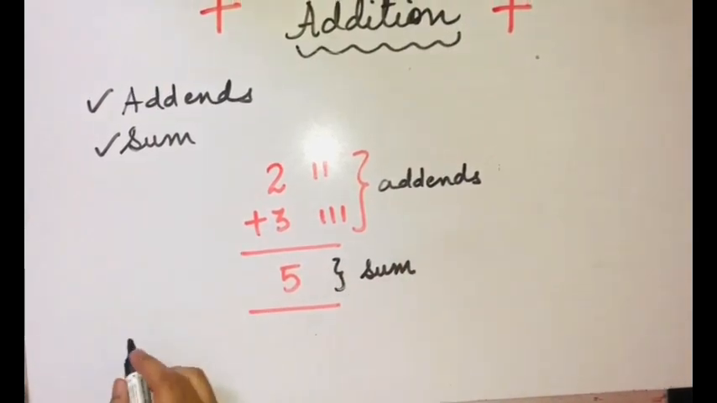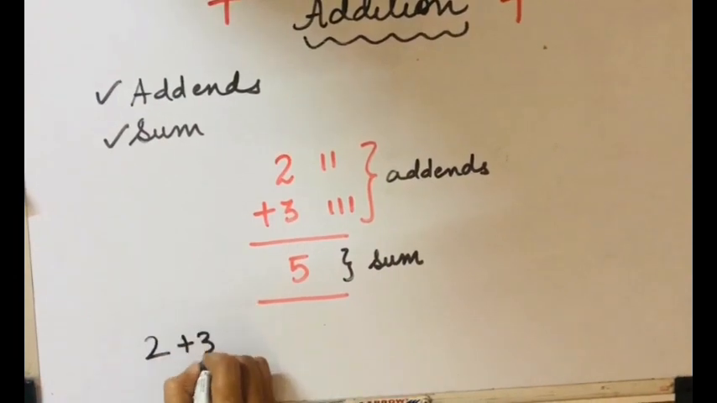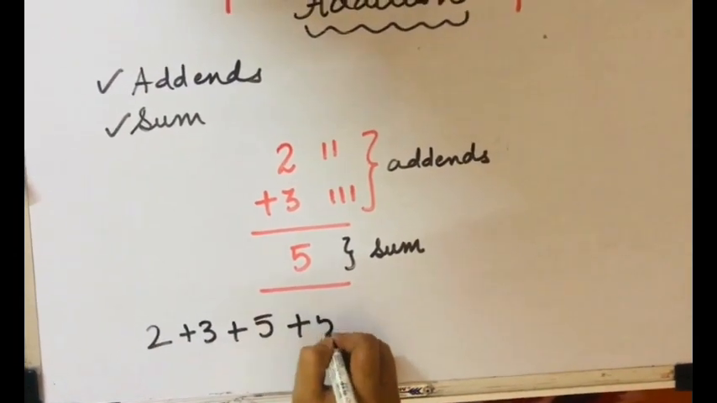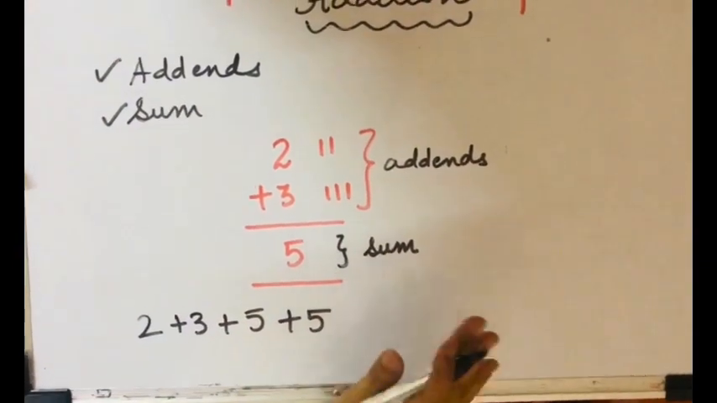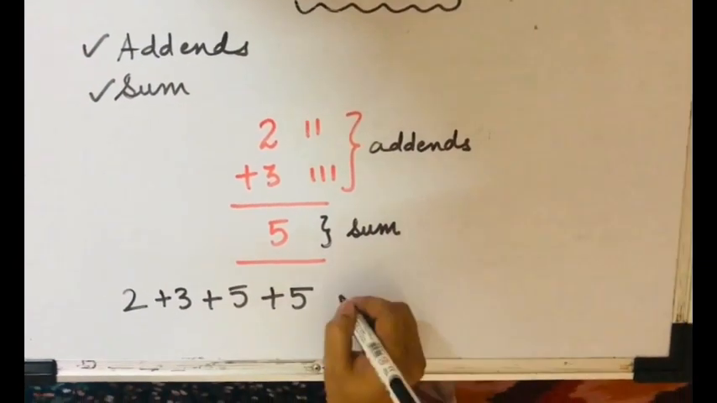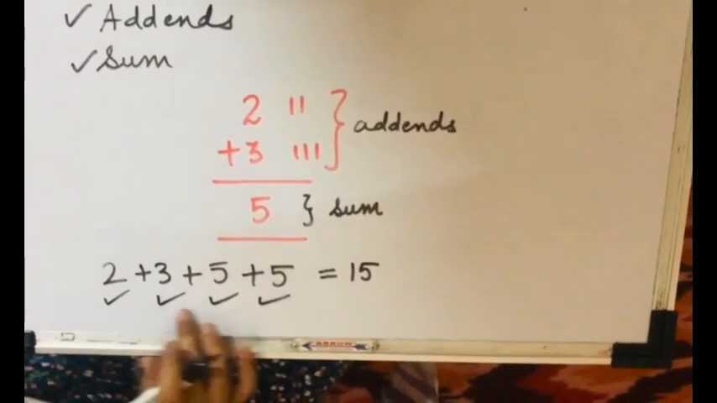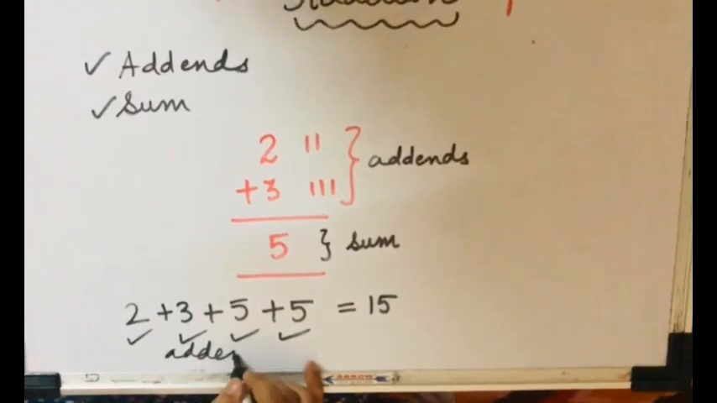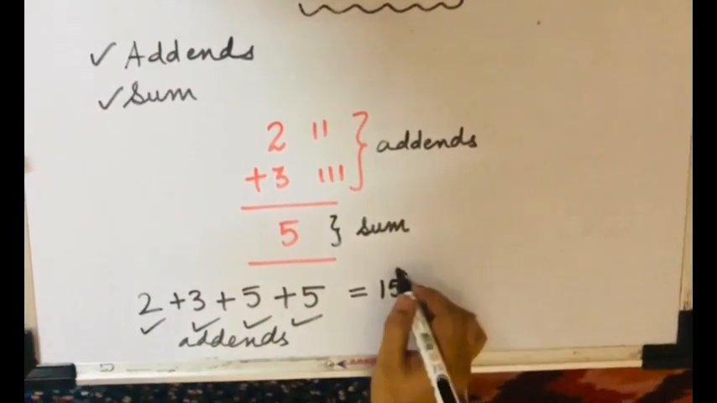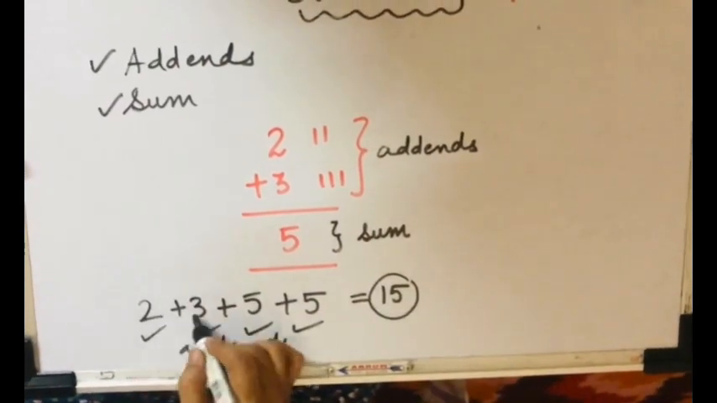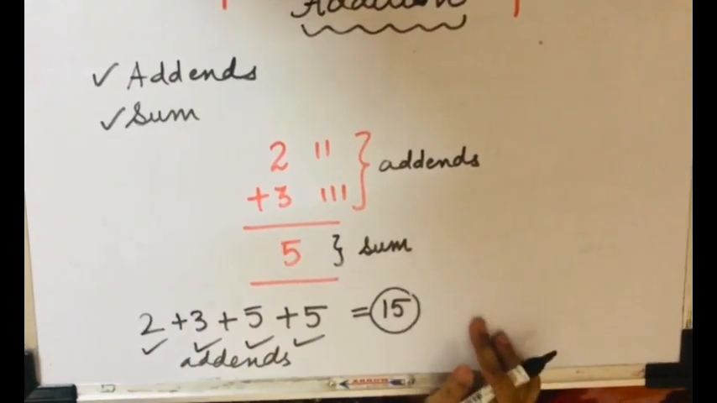Addends can increase and it can be of any numbers like 2 plus 3 plus 5 plus 5. There are 4 addends here, but the sum is always same. There is only one sum. The answer will be 15. So you can see there is 1, 2, 3, 4. There are 4 addends. But does that increase the numbers of sum? No. The sum is always 1. So these are called addends, the numbers which we add, and the answer which we get is called sum.